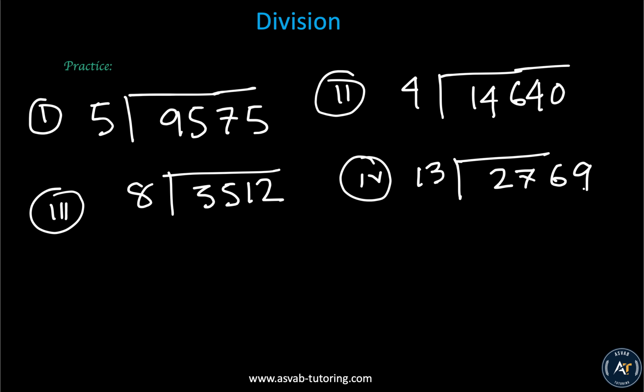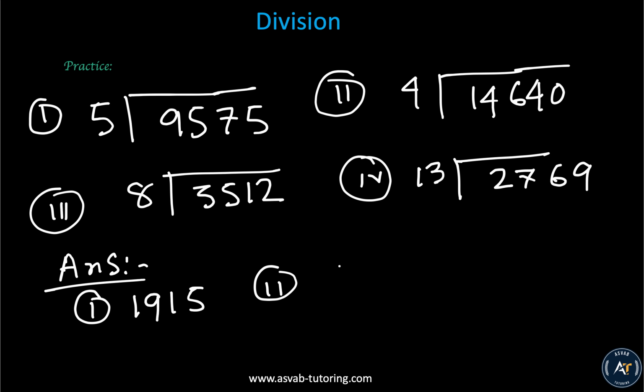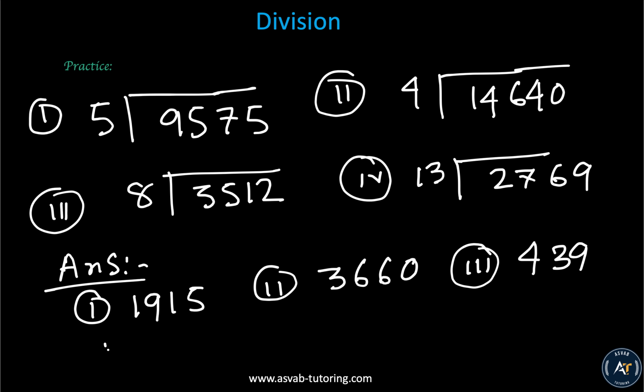So I'll write down the answers so you can check your answers. The answer for number 1 is 1915. For 2, the answer will be 3660. For 3, the answer will be 439. And for 4, the answer will be 213. That's how you can do it.